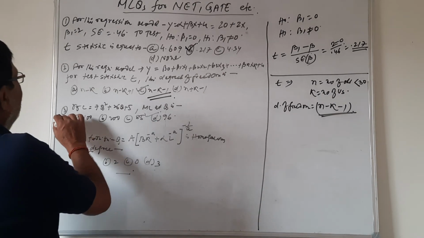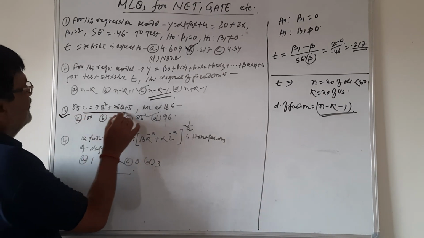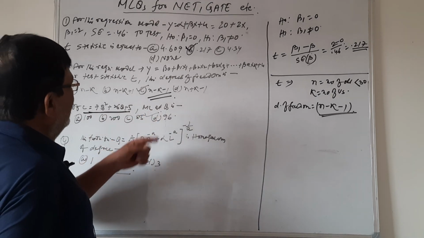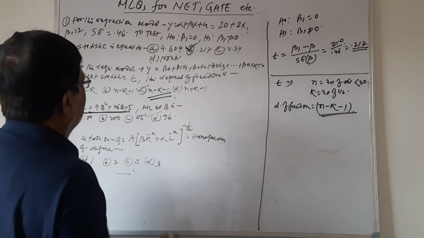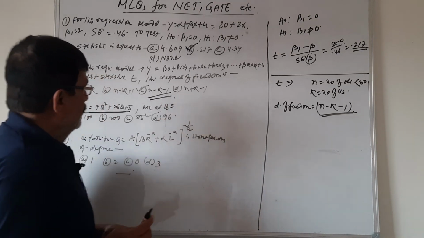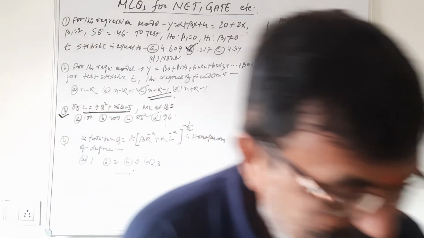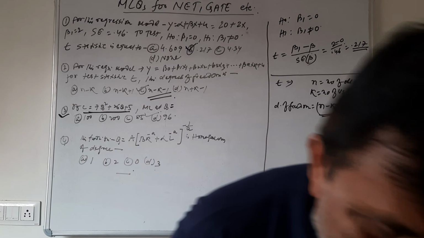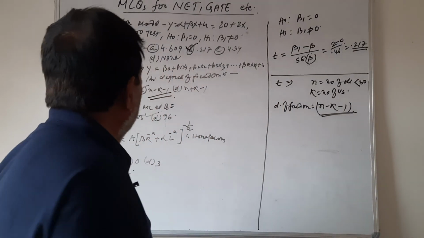Number 3, if the total cost is this one, find the marginal cost at q. Some value of q must have been given, and I have not noted down how much the value of q is given, say 5. So it is 5.